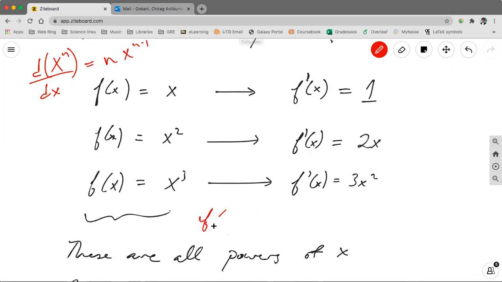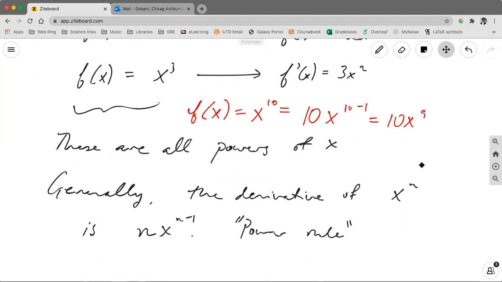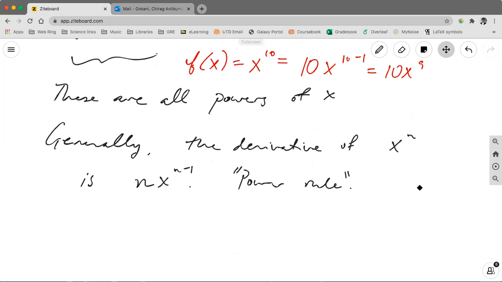So if I asked you, if f of x is x to the 10th power, well, I'm going to apply this property. So n here is 10, and this statement is saying that the derivative is n times x to the n minus 1. So n is 10, so 10 times x to the 10 minus 1, which is 9. And soon this will become so second nature to you, you'll see x to the 10th and just say, oh, the derivative is 10 times x to the 9. So this is called the power rule, and it's the most famous derivative rule.